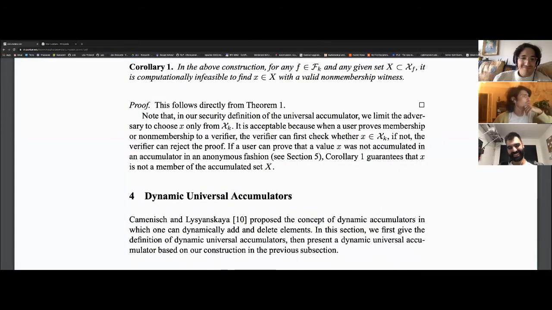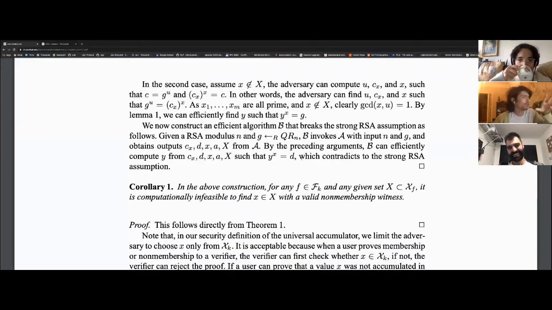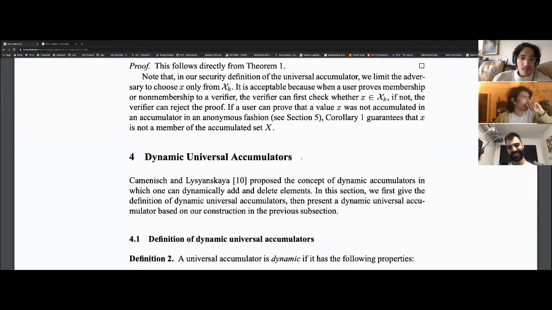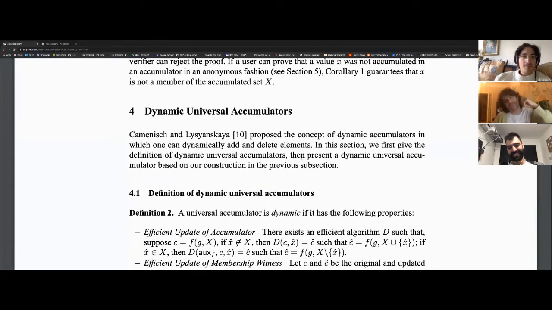I guess we went through the whole general definition part. We went through what a dynamic accumulator is and how you calculate witnesses for membership and non-membership. Now the last piece of the puzzle is how you update this universal accumulator. We want it to be dynamic and universal, so we have to show how you can efficiently update both the accumulator and the witnesses after you accumulate a new value or delete a value in the data set. And then that will be all.